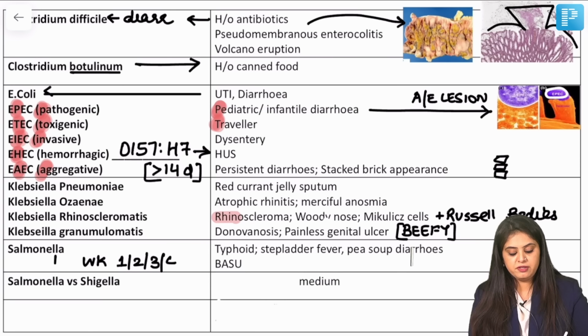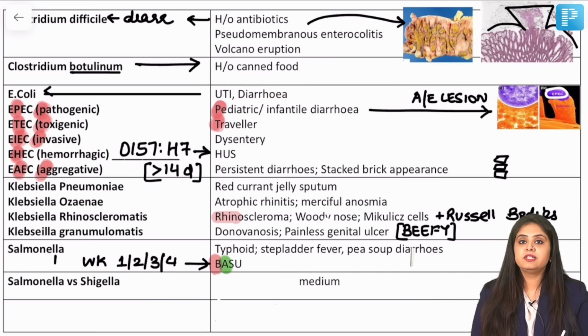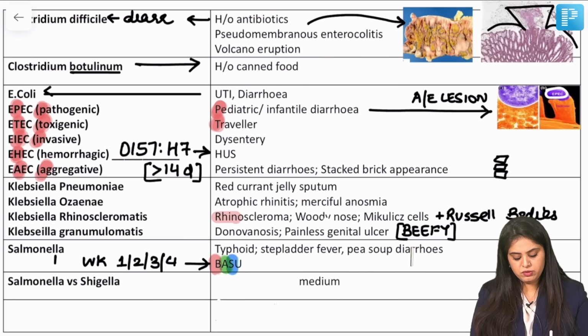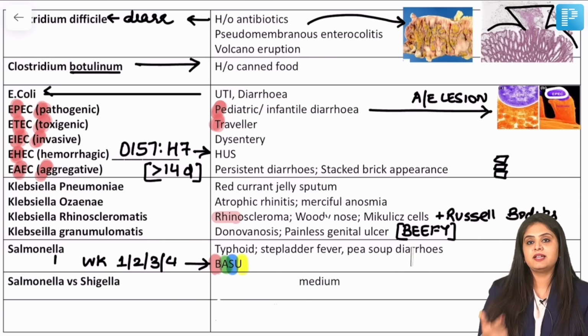Week 1, 2, 3, 4, and that is learnt as BASU, which means if the patient comes in week 1, I'm doing a blood culture. If the patient comes in week 2, I'm doing an antibody testing, which is the Widal test. If the patient comes in week 3, I'm doing a stool culture, and if the patient comes in week 4, I'm doing a urine culture. Blood, antibody, stool, urine, week 1, 2, 3, 4.